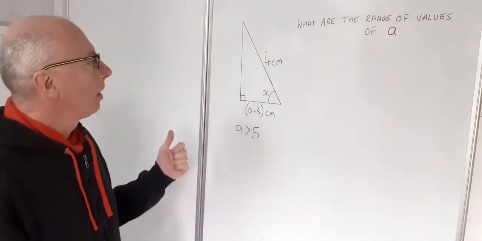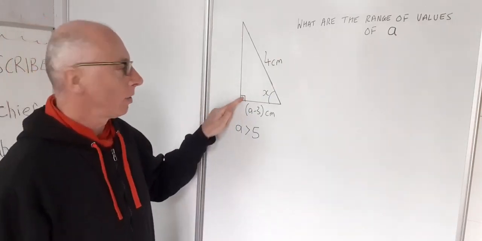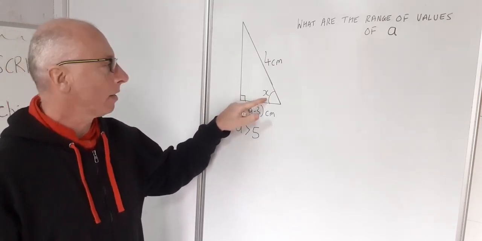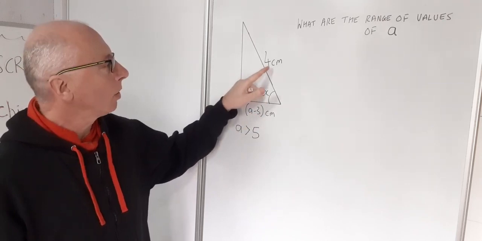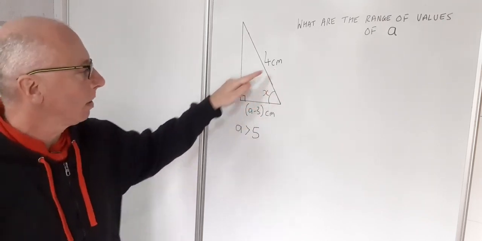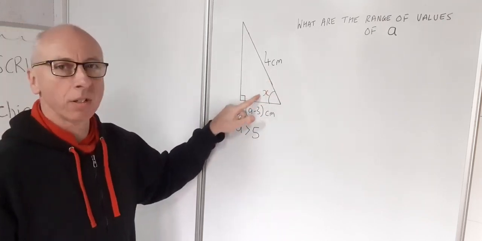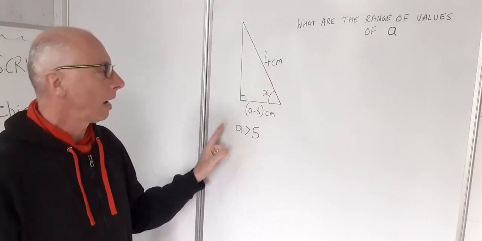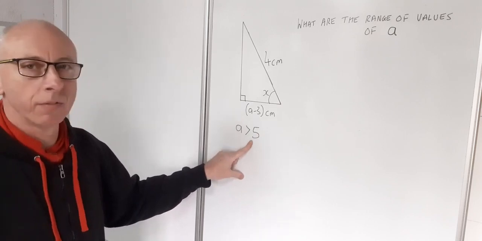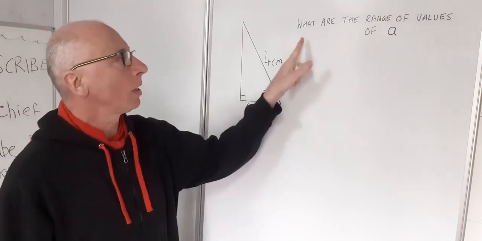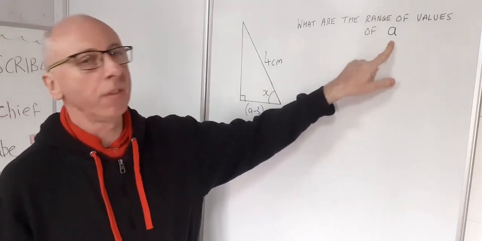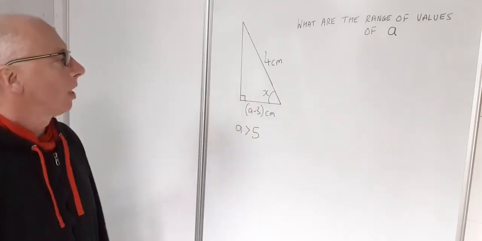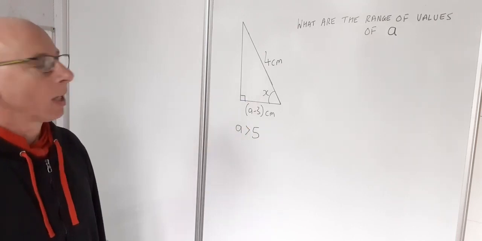So in this question, I've got a right angled triangle, denoted by this right angle here, and I've got an angle inside it which is x. Now my hypotenuse is given as 4 centimeters, and my side adjacent to x is a minus 3 centimeters. All we're told is that a is greater than 5. What we need to know is what the range of values is of this a on the side adjacent to my angle. So how are we going to calculate that?